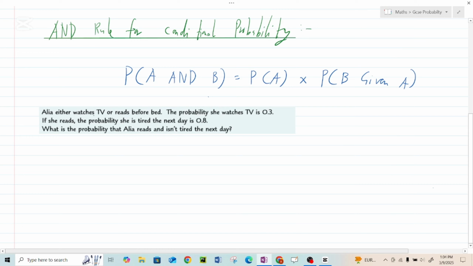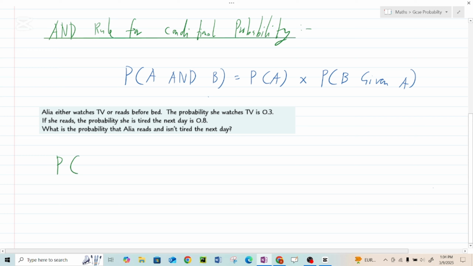Earlier either watches TV or reads before bed. The probability that she watches TV is 0.3. If she reads, the probability that she is tired the next day is 0.8. What is the probability that Earlier reads and isn't tired the next day? Okay, so what do we want to find?